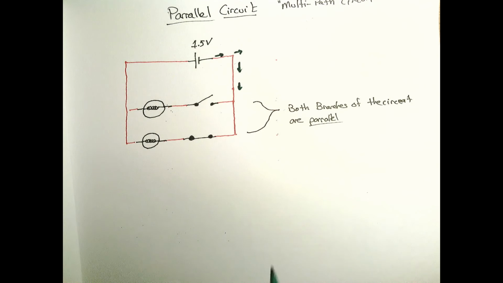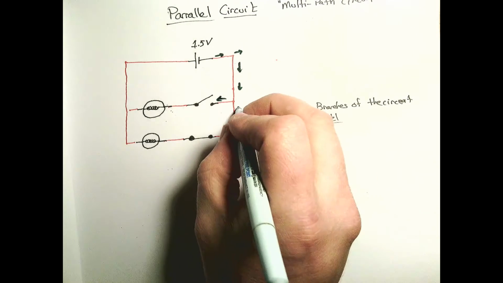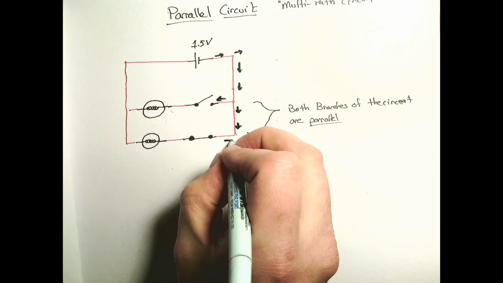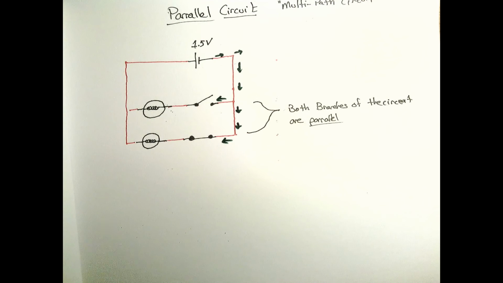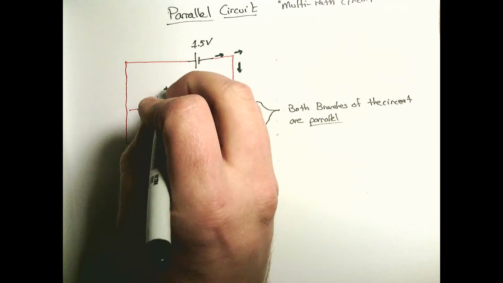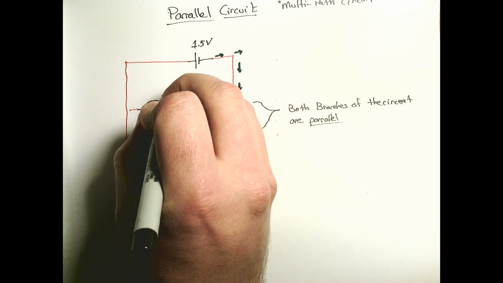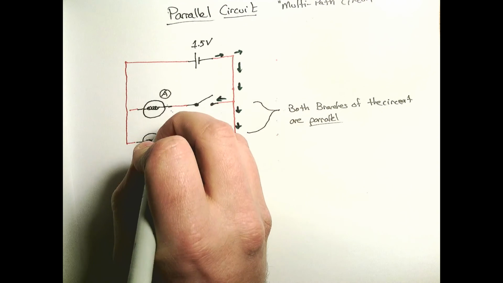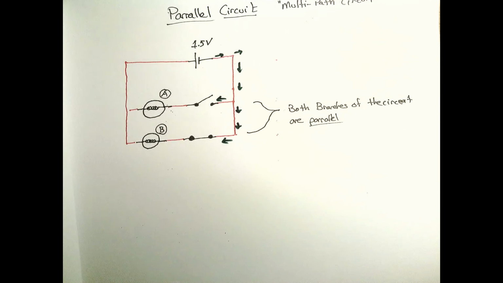So one goes that way, and the other keeps going and goes that way. Okay, so I'm going to number these bulbs. I'm going to label this bulb A, and I'm going to label this bulb B.